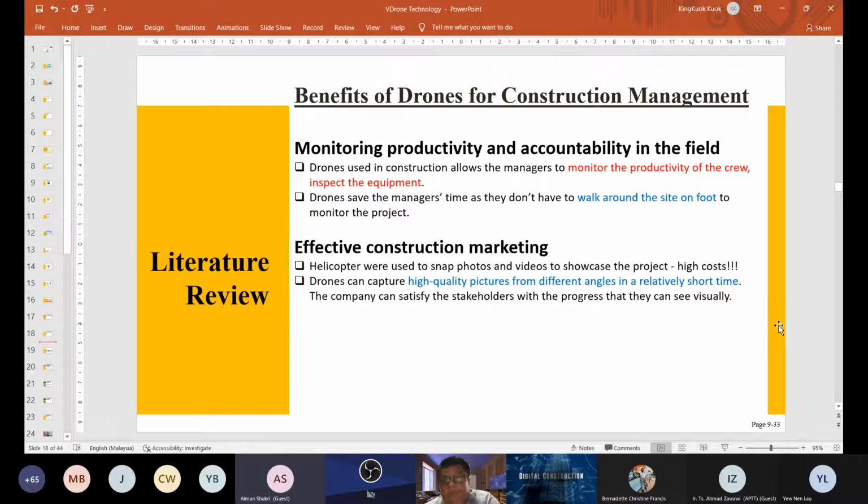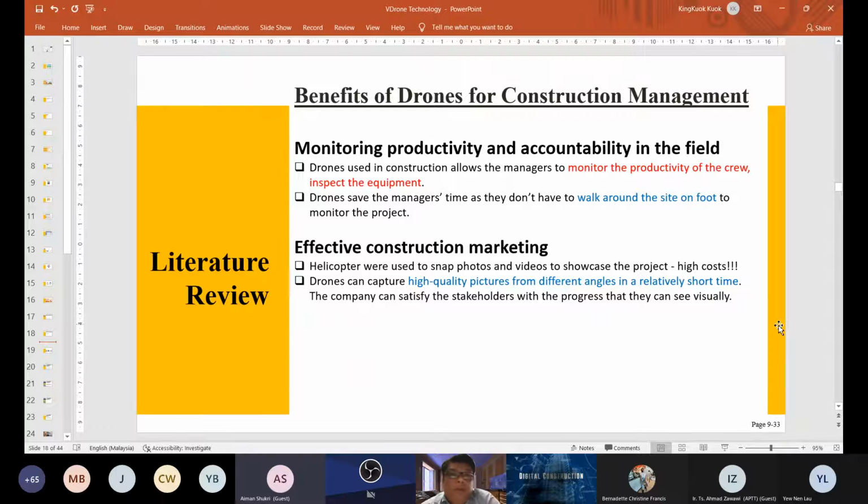Then by using the drone, we will ensure it increases productivity, because as human beings, not all the time are we working very hard from 8 to 5. Not all the time are people working very hard from 8 to 5.